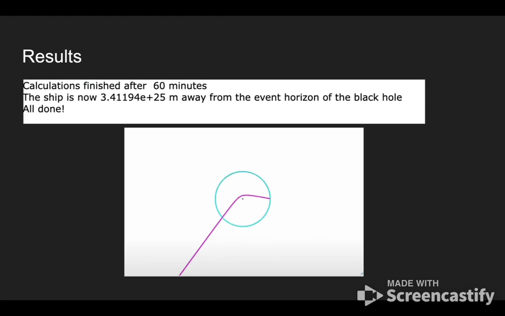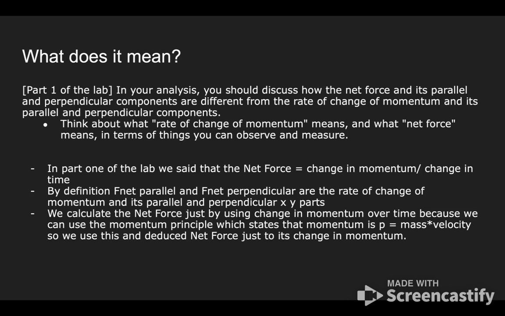So here are the results. The calculations finished in 60 minutes, and the ship is now 3.4 times 10 to the 25 meters away from the event horizon. And see, this is the picture that we got because it flies around the black hole and does not crash. So what does it mean?